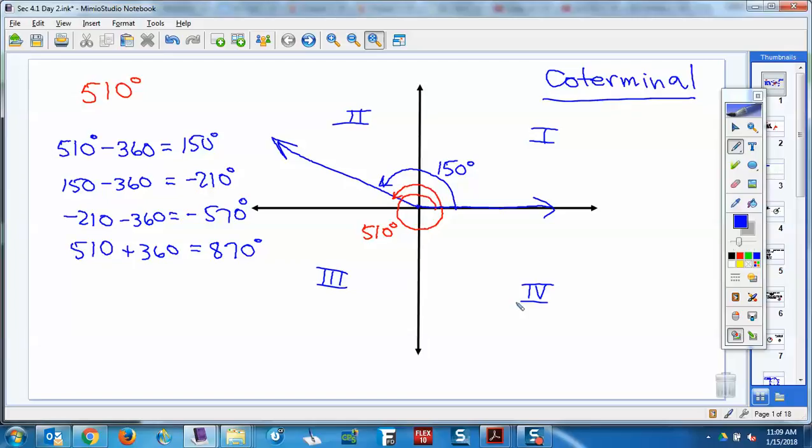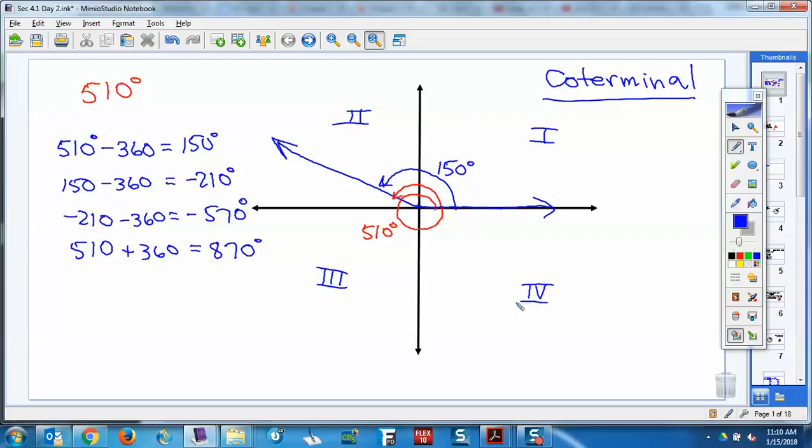Now, for this particular one, if we take 510 and we subtract 360, that's still a positive angle. So I think there may have been some confusion with some of you on that. The 150 degrees counts as a positive angle, even though I subtracted 360 to get it. Okay? We're supposed to do 2 positive angles and 2 negative angles. So if I subtract 360, I get 150. That still counts as a positive.